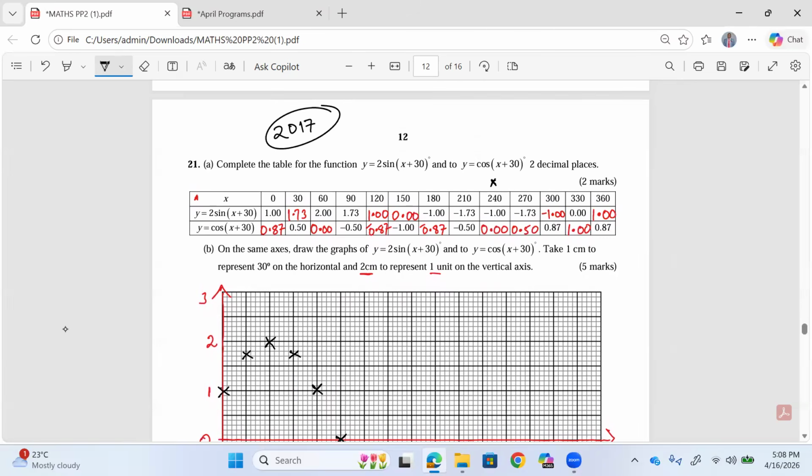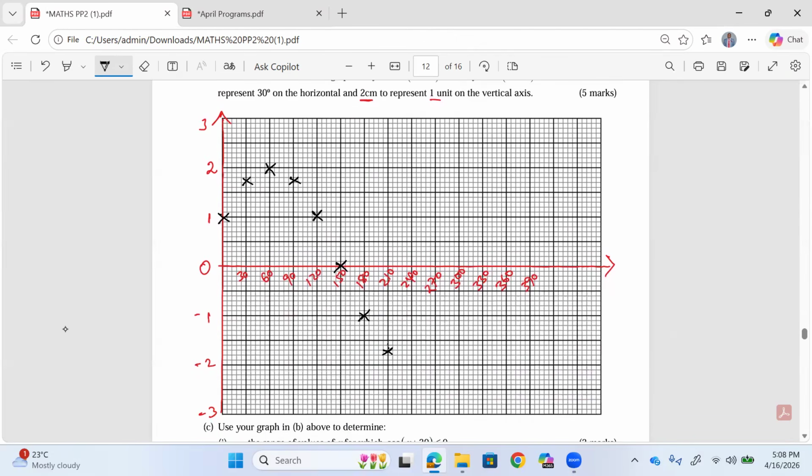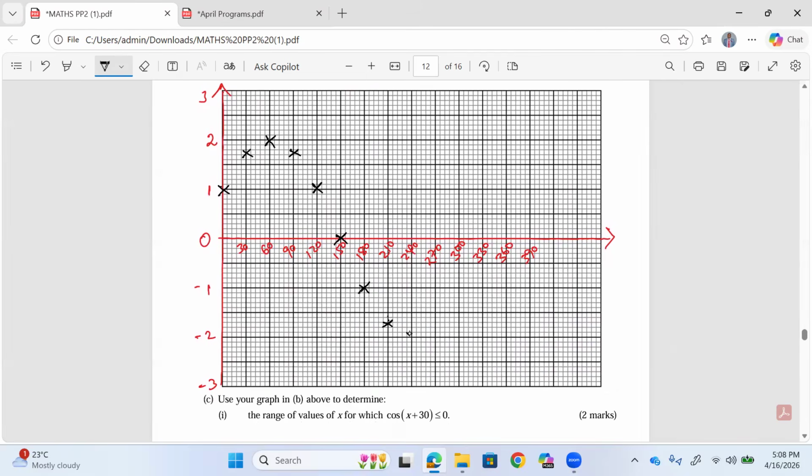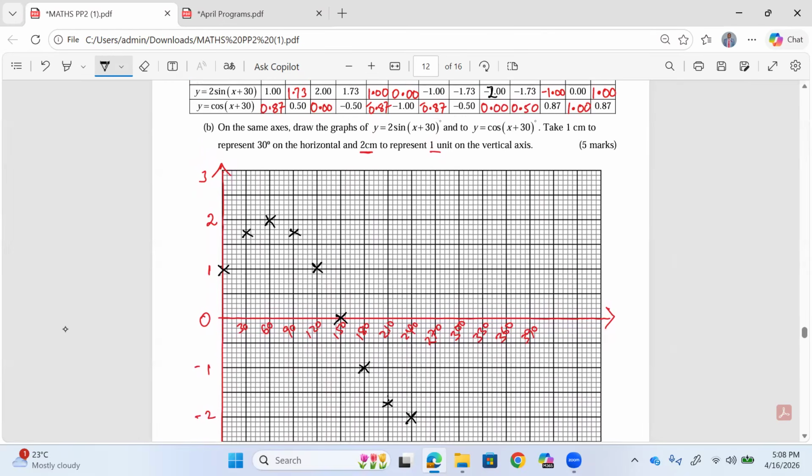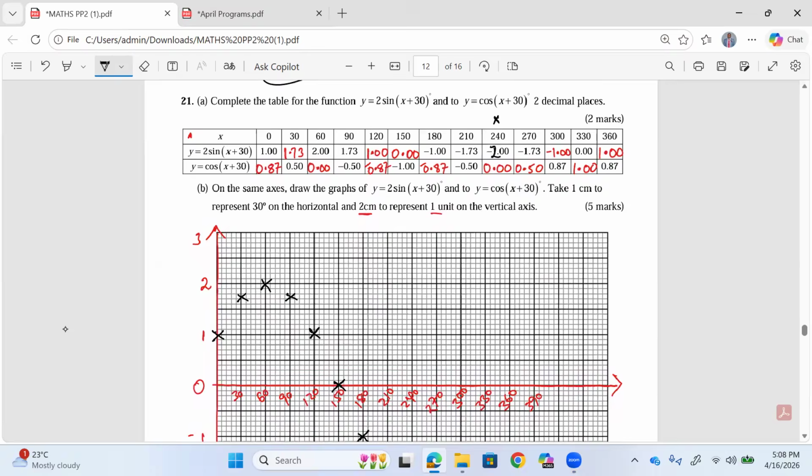So at 240, we pick 240, we add 30, it becomes 270. The sine of 270, then we multiply it by 2, and I get negative 2.00. So at 240, it's negative 2.00. That's a mistake. That's why you're supposed to confirm your values before you start plotting, so that you don't get funny things.